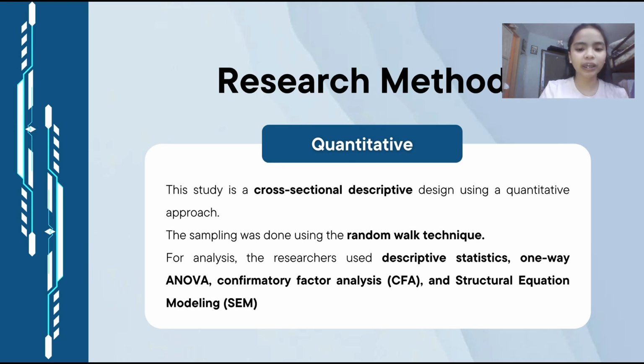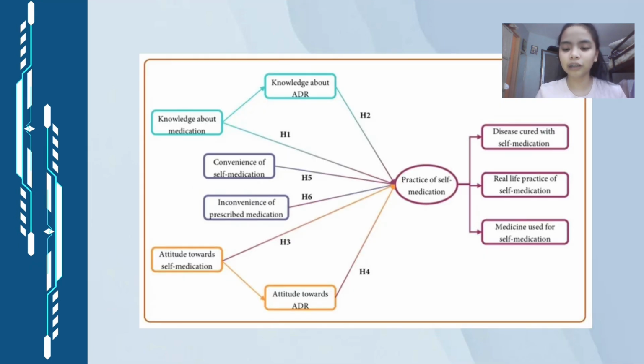The CFA is a statistical technique used to test whether the collected data fit a hypothesized measurement model. It checks if the questionnaire items accurately measure the intended constructs, for example, knowledge, attitude, and convenience. Next, we have our theoretical framework.